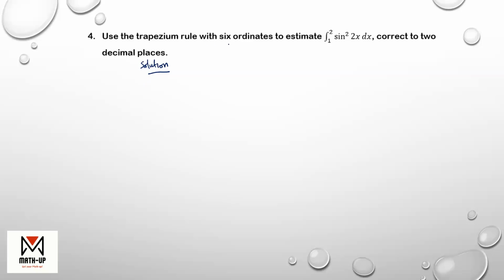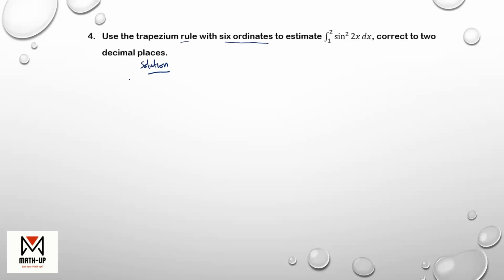So there are things we want to pick out from the question. It's saying trapezium rule, then it's saying 6 ordinates. We have to know what an ordinate is. An ordinate is a y coordinate. So if you're going to have 6 ordinates, you have to know the number of intervals I should have, and there's a relationship for that.